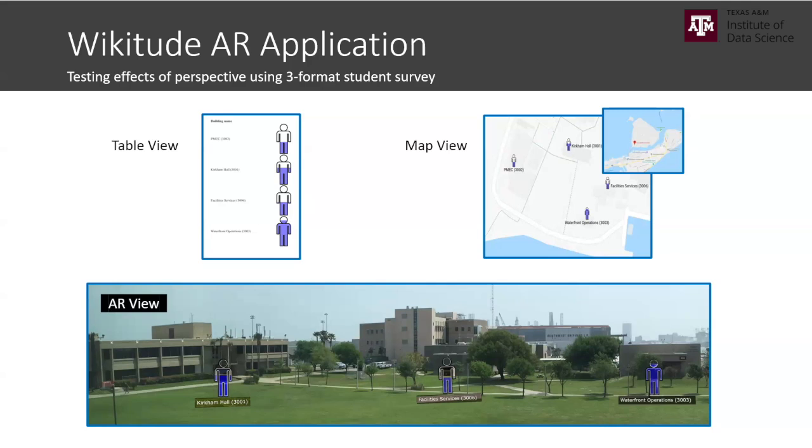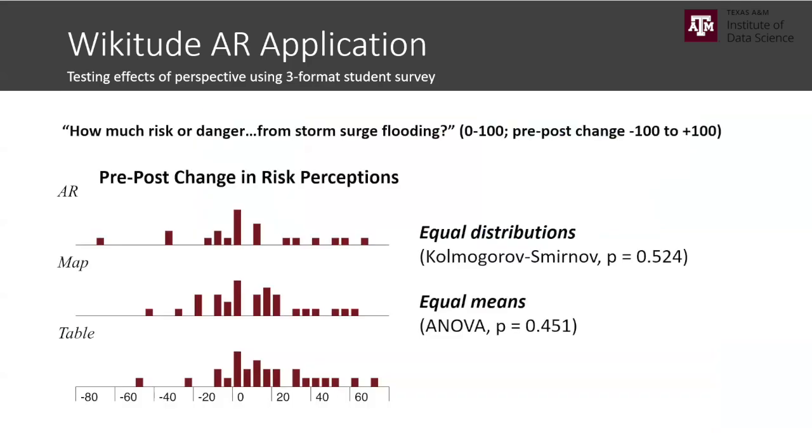Did any of these things have an effect on risk perceptions? And the answer was, well, not so much. Some of the questions I asked was how much risk or danger from storm surge flooding do you feel on a 1 to 100 scale? And then I looked at the pre-post change in that. Across all the presentations, whether they saw AR, map, or table, they all increased their risk perceptions at least a bit on average.